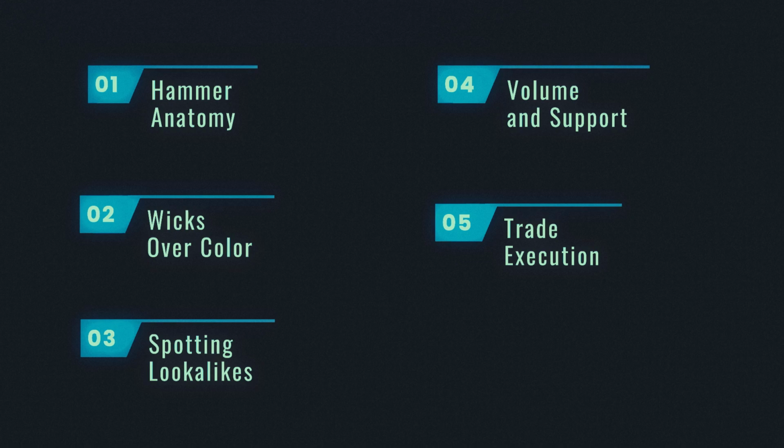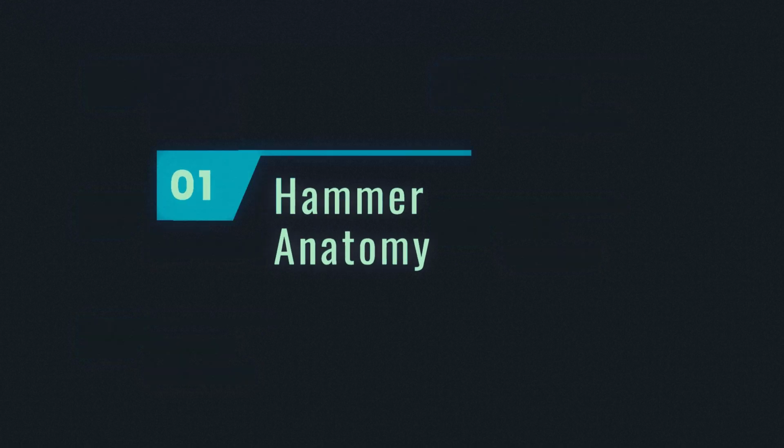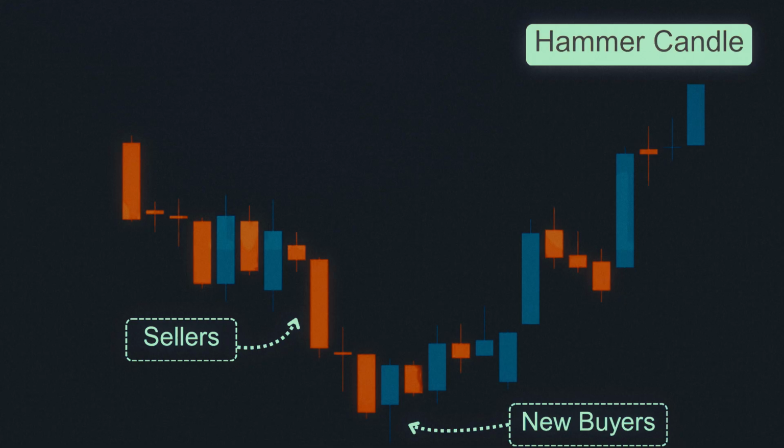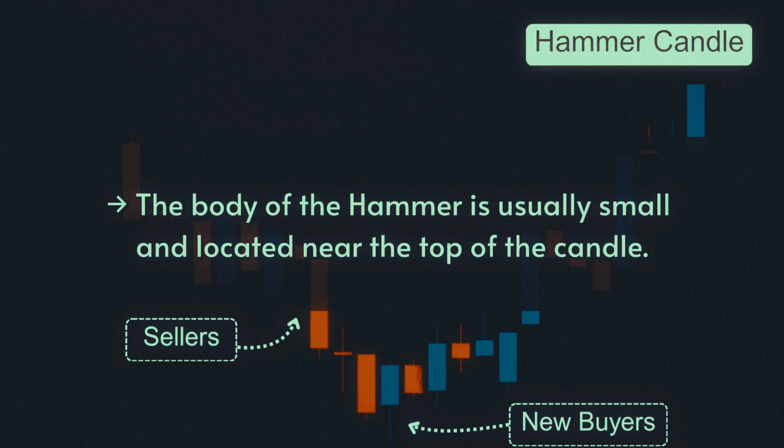Alright, Section 1, the anatomy of a reversal. Let's start at the micro level and examine the actual structure of the hammer candle itself. A proper hammer has some pretty strict physical rules. It's definitely not just any random candle with a wick. You need a small, real body sitting right near the very top of the trading range with literally no upper wick at all.